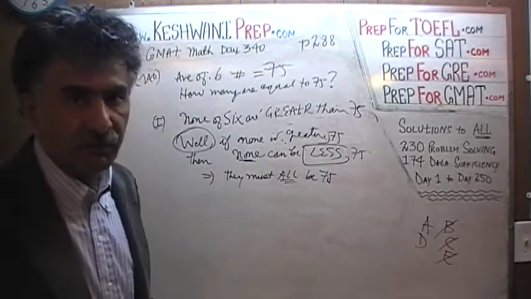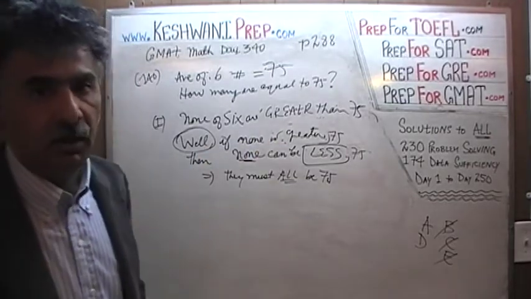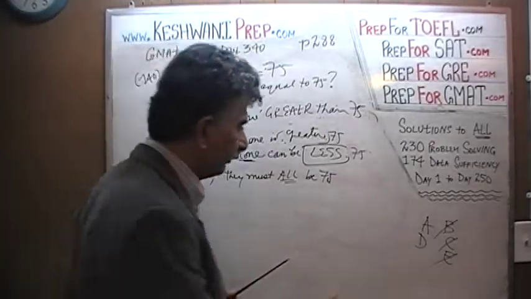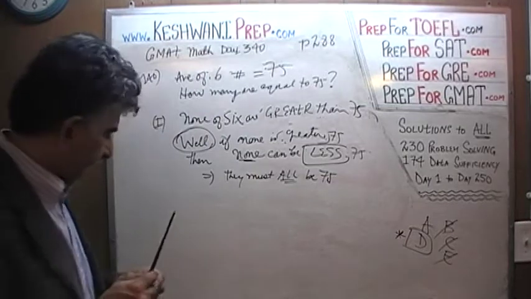Again, the second statement does the job nicely. The question was, how many of them are equal to 75? The answer again is, they are all equal to 75. The answer is D. That's all it is.